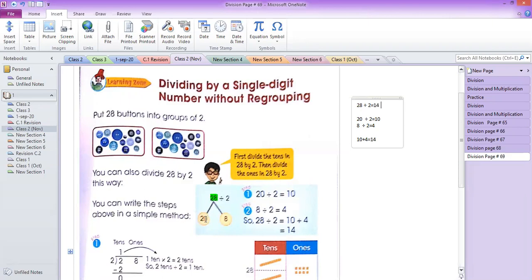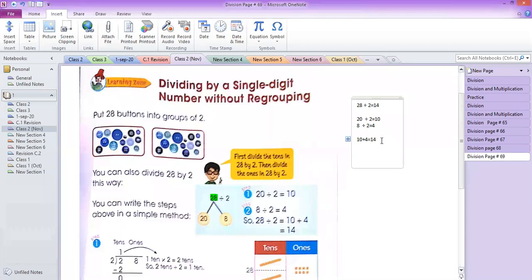28 has the value of 20 and 8 has the value of 8. Divide this 20 by 2 first, and then divide this 8 by 2. When you divide 20 by 2 you get 10, and when you divide 8 by 2 you get 4. Then add these answers, 10 plus 4, and in this way you can write the answer.